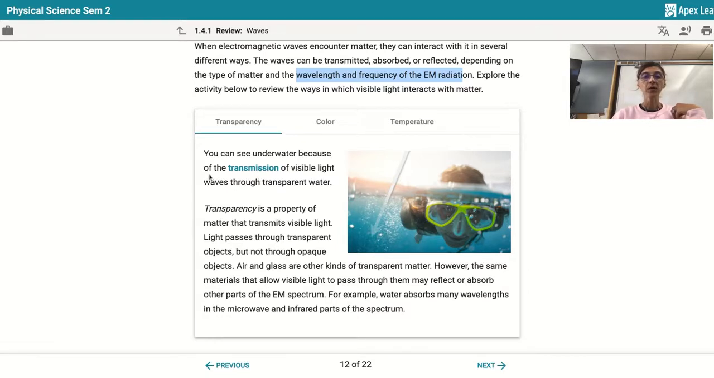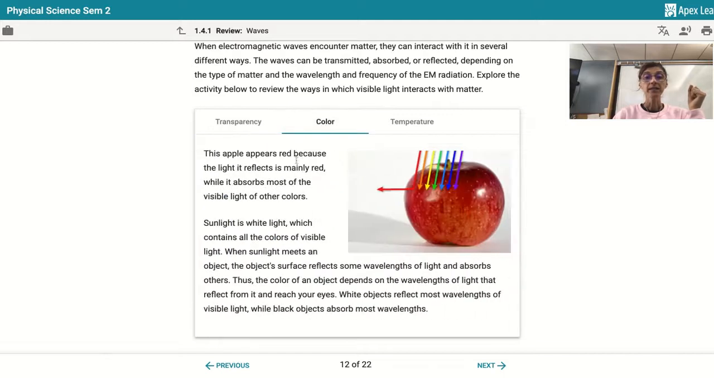You can see underwater because of the transmission of visible light. So it goes through transparent water. Transparency is a property of matter that transmits visible light. So if something is transparent, it can pass visible light through it. Okay, air, glass, those are transparent materials. Water absorbs many wavelengths in the microwave and infrared region as well.